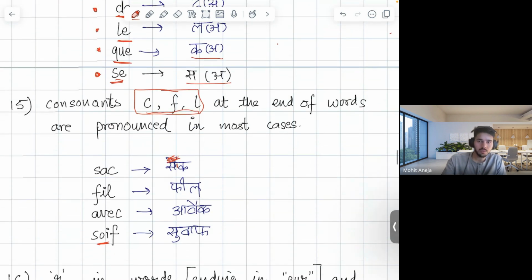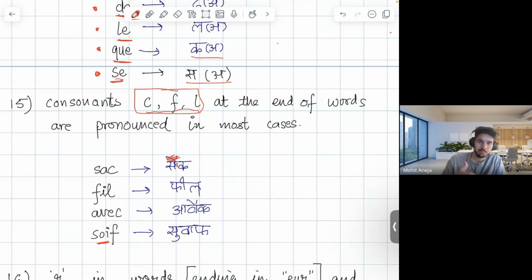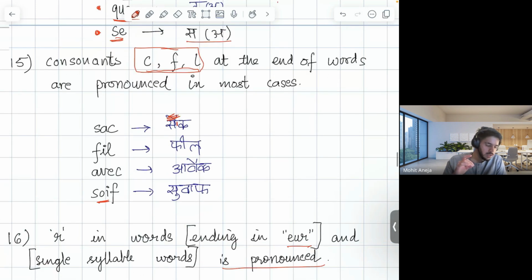All right. I'm assuming you all understood this rule. It was pretty simple, but please keep in mind these sounds are very important and occur very frequently in French. Just wanted to cover them as well.